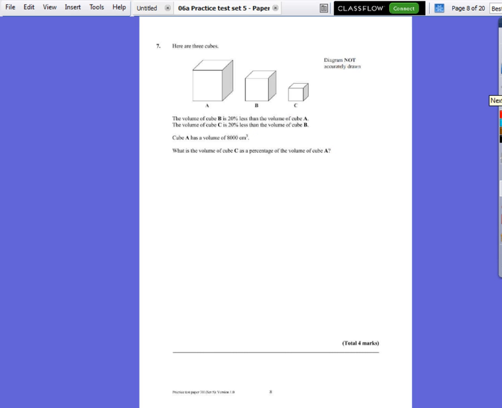Question 7. The volume of cube B is 20% less than the volume of cube A, and the volume of cube C is 20% less than the volume of cube B. Cube A has a volume of 8,000 centimetres cubed. What is the volume of cube C as a percentage of A?